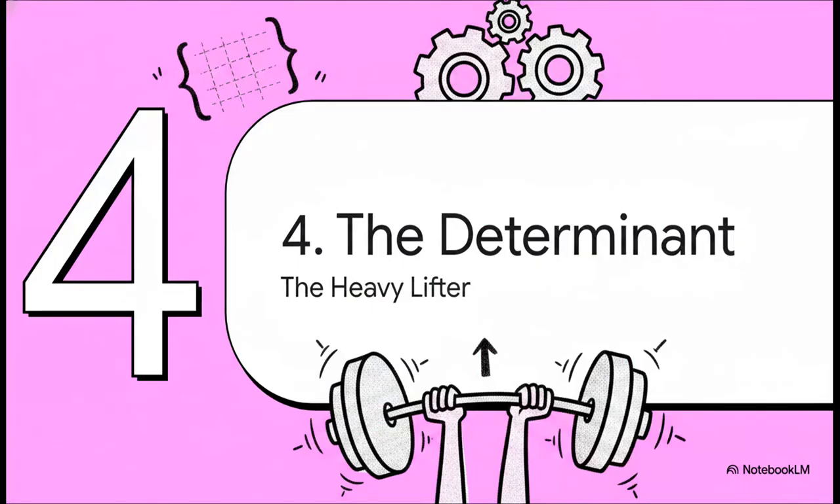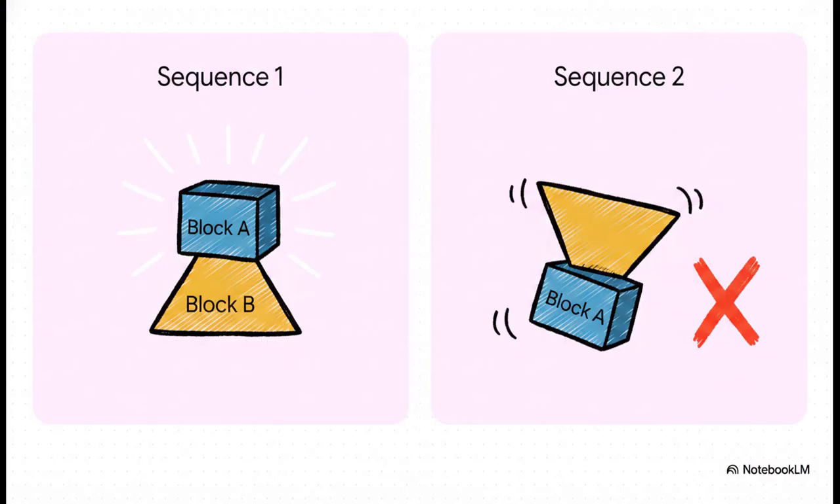Section 4. Calculating the determinant. The heavy lifter of matrix algebra. But wait, before we find the determinant to do that heavy lifting, we've got to talk about matrix multiplication, because this is where the rules of our parallel matrix universe really start to bend.